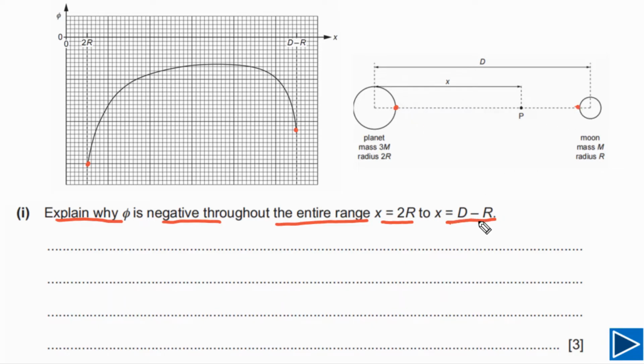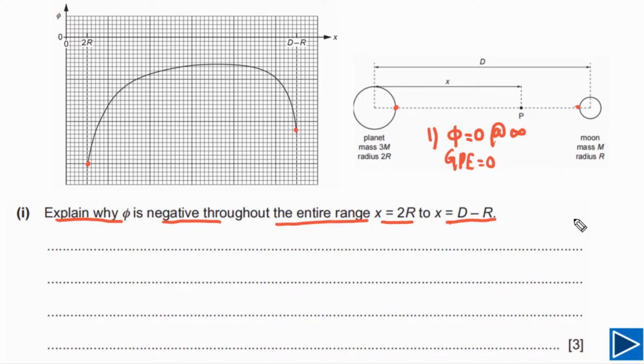Why is it negative? In order to understand this one, we need to understand first that potential is defined as 0 at infinity. So this is the first point we need to understand. At infinity, potential is equal to 0. So simply we can say potential is equal to 0 at infinity. And also at infinity, we take gravitational potential energy also equal to 0.